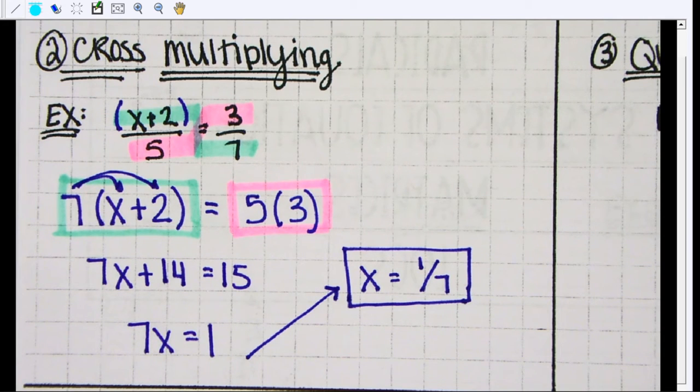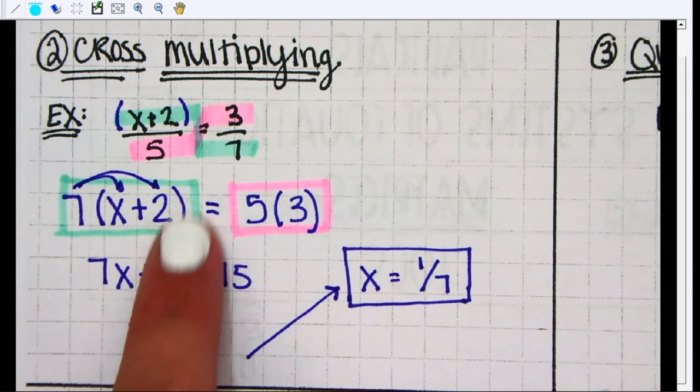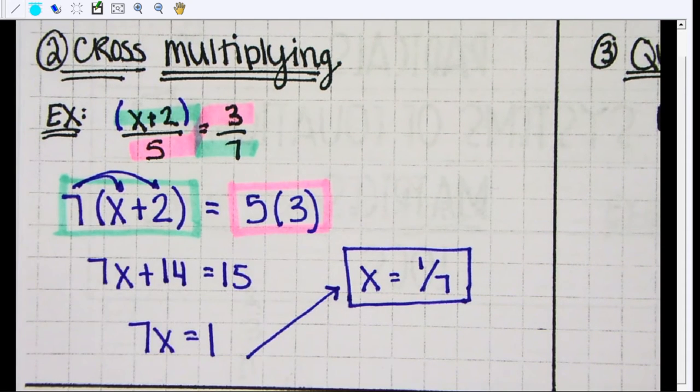Okay. So remember, cross multiplication, it has to be a fraction equals a number or a fraction equals a fraction. I can't just have 2 random fractions in my problem and cross multiply them. Don't make that mistake. And then when you cross multiply, the fraction goes away. That's the point of it.